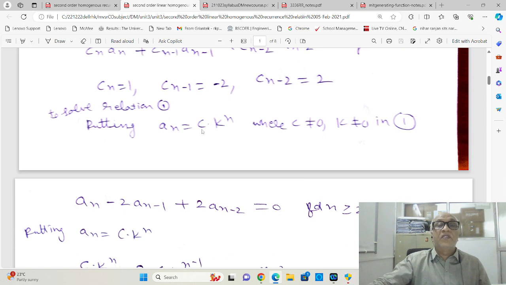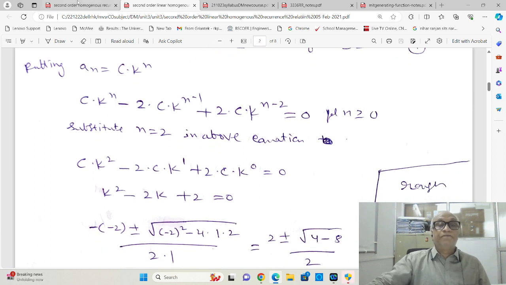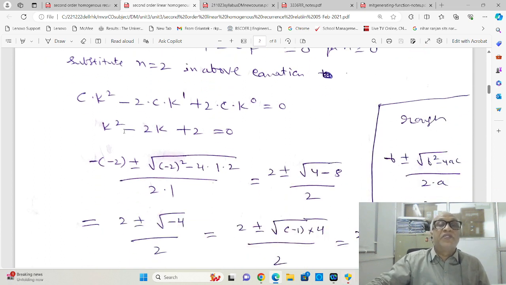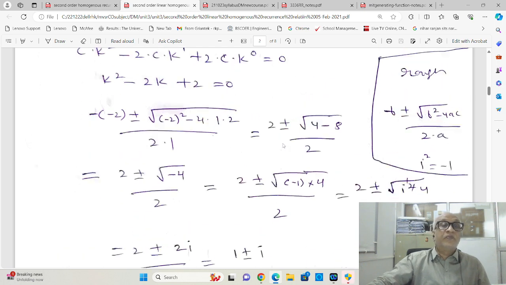Now substitution, how are we going to substitute? An will be substituted with Ckn. If I substitute with Ckn, and after that substitute n value equal to 2, our equation becomes k square minus 2k plus 2 equal to 0. This will be converted into the form minus b plus or minus square root of b square minus 4ac upon 2a.